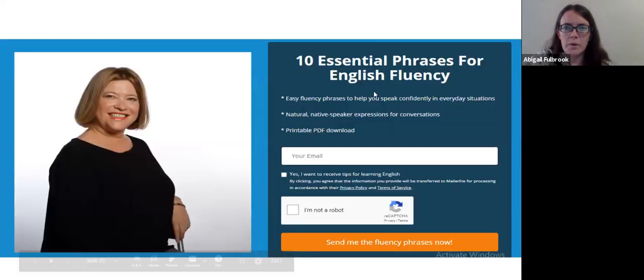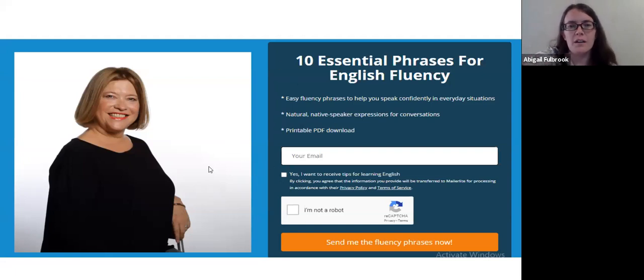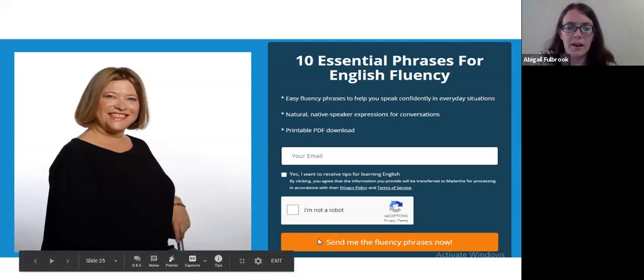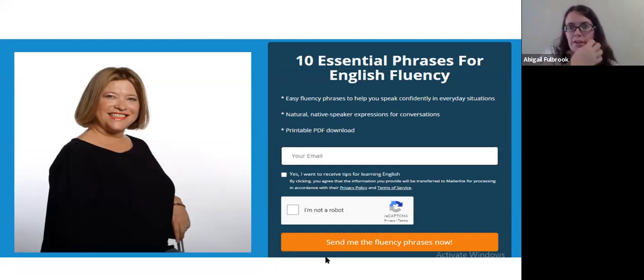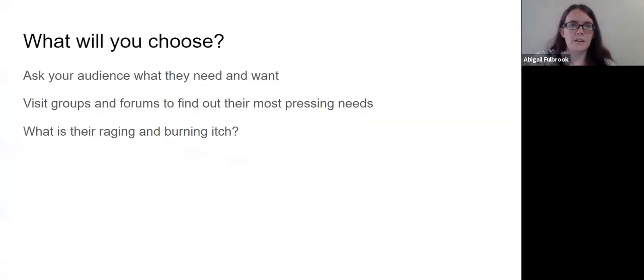And one more, which is 10 essential phrases for English fluency. This is everyday situations, and it's a printable PDF download. This is also a landing page that you can make in MailerLite. So it's just a 1-page web page, simply to collect the email. When you click the button, then you'll get your email in your inbox and you'll get access to that PDF. So these are a few ideas for lead magnets.